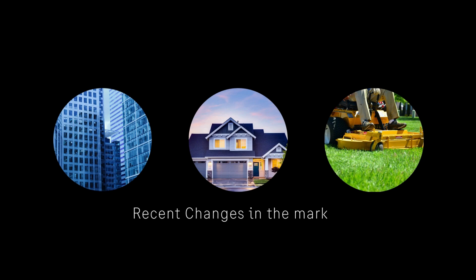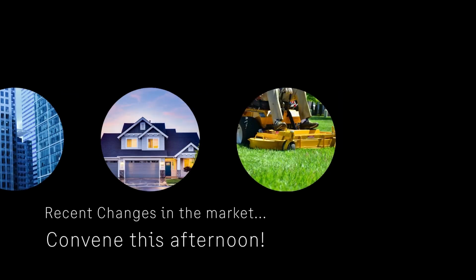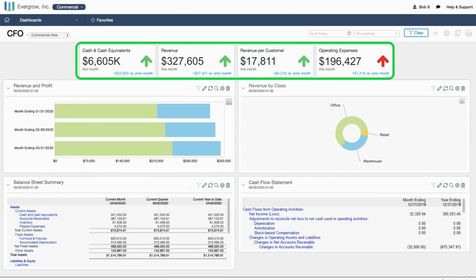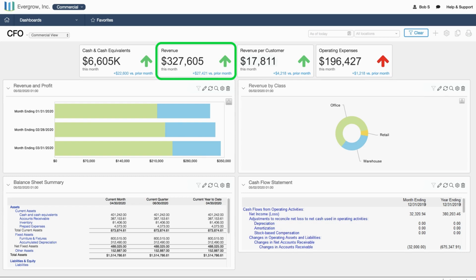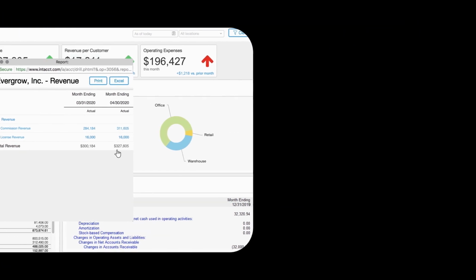With recent changes in the market, the board wants to convene this afternoon and discuss business impacts. In the CFO view of the commercial property office, we see the latest financial and operational analysis and key performance indicators. We see that total revenue and revenue per customer are up. Drilling down into the data, we instantly see transactions behind the summary.